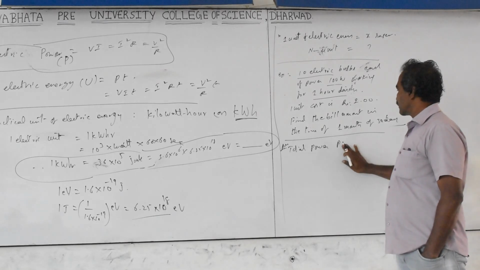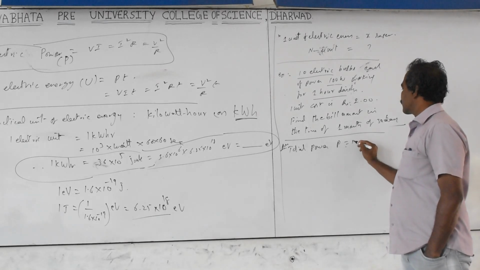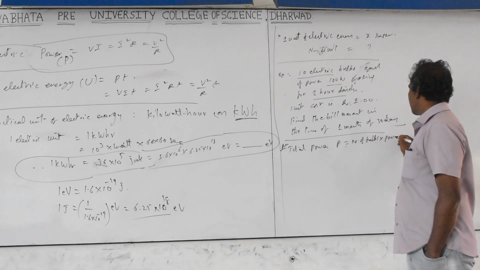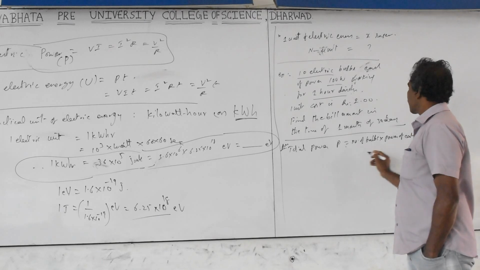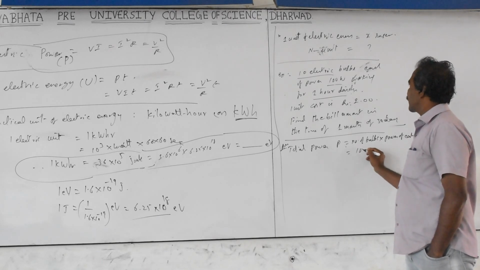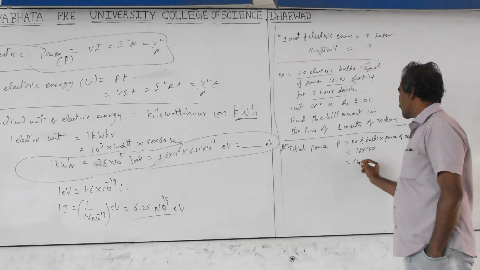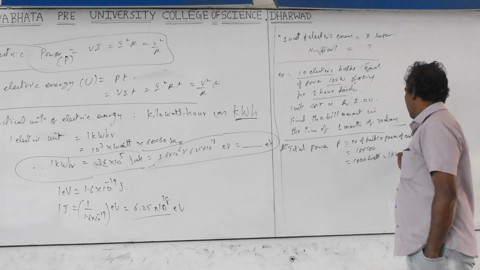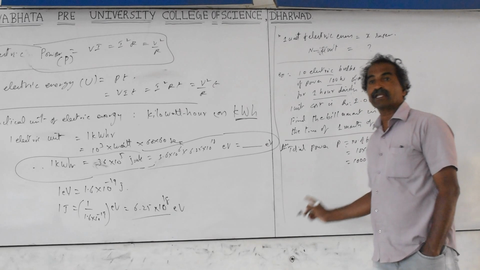Total power P is equal to the number of bulbs times the power of each bulb, which is 10 times 100, which is nothing but 1000 watts, which is equal to 1 kilowatt. 1000 watt is 1 kilowatt.